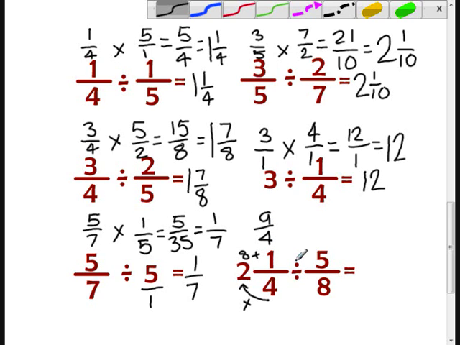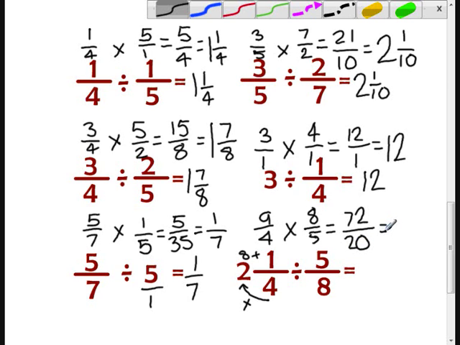The second part is to turn the division into multiplication, and the third part is to turn the 5/8 into 8/5. And then we can do our multiplication. 9 times 8 equals 72. And 4 times 5 equals 20.